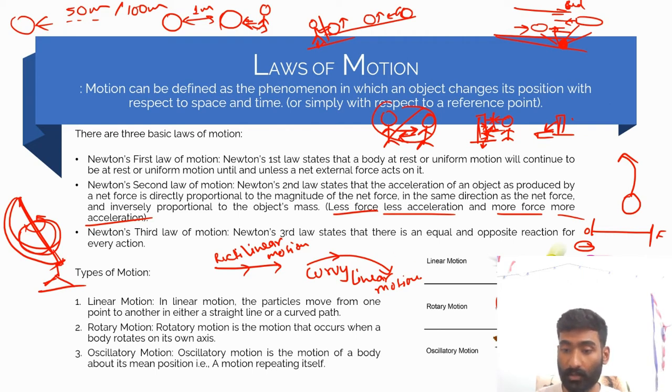The strings of a violin or, say, a guitar: let's say this is a string, you pluck it, it vibrates and comes to the same position. Then you pluck it again, it vibrates and comes to the same position. So this is called oscillatory motion, a motion repeating itself over and over again.